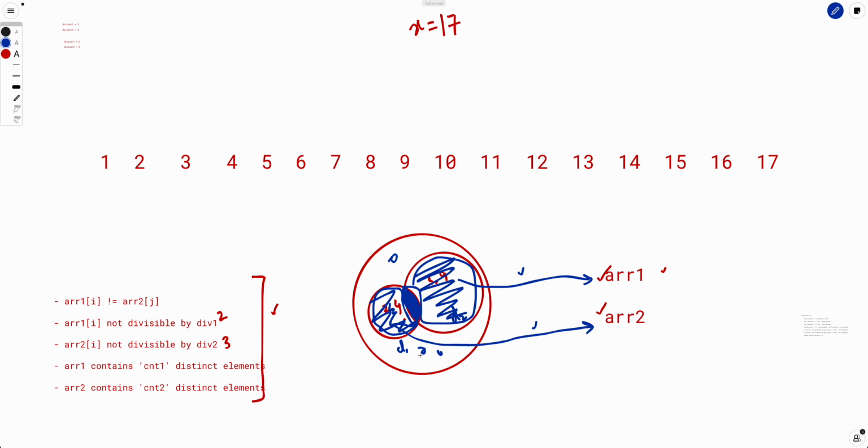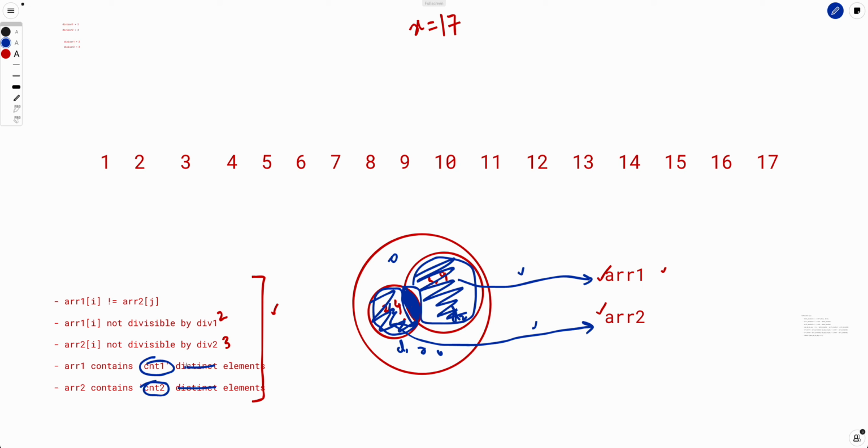Now you need to fill array 1 with cnt1 number of integers and array 2 with cnt2 number of integers, right? We will look at distinct afterwards, or maybe this can be an exercise for you, but we can completely ignore this distinct. You can think about it.